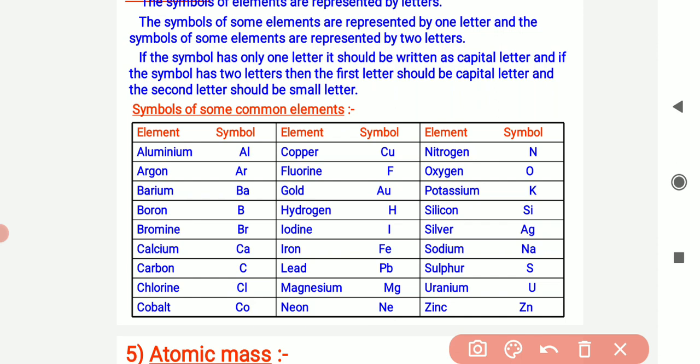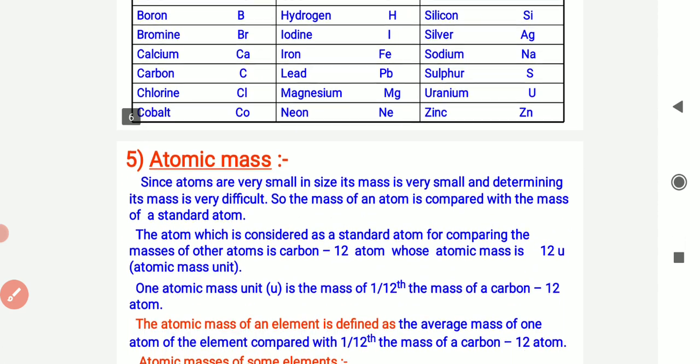In this table, zinc was the last one. But these are not the only elements that we have to discuss. There are so many elements. There are millions, trillions, I don't know how many elements there are. So these are some basics that you have to learn only. Okay. Now let us move to our next concept.